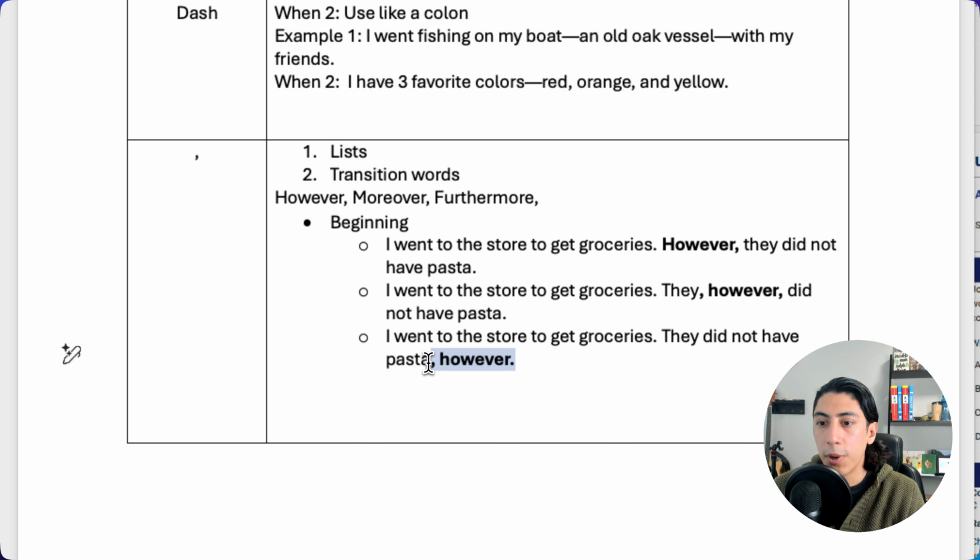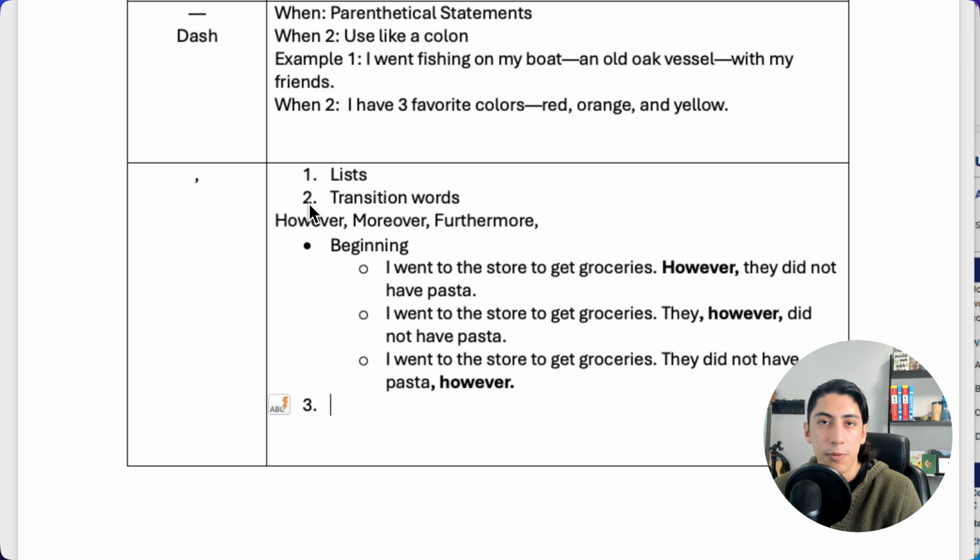And here's the last way you could do it. I could write down I went to the store to get groceries. They did not have pasta, however. That is a totally fine way of doing it. And the comma goes before the however. It's totally okay to have the however at the end. And all three of these versions function equivalently. They all contrast with that first sentence, that you went to the store, but then you couldn't find what you wanted.